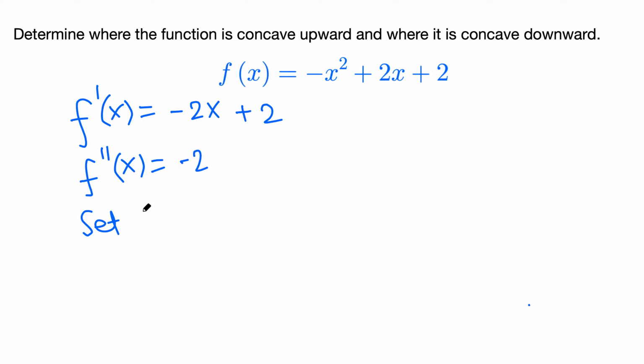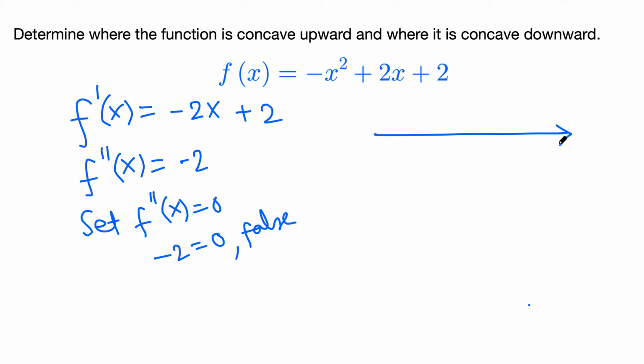And when we set this to 0, we get negative 2 equals 0, which is false. So we don't have any inflection points from here. Okay, this is a polynomial. Polynomial means we need to look at all real numbers, negative infinity through infinity, and there is no x value where the concavity might change, because we got false information. So we need to check the whole interval.